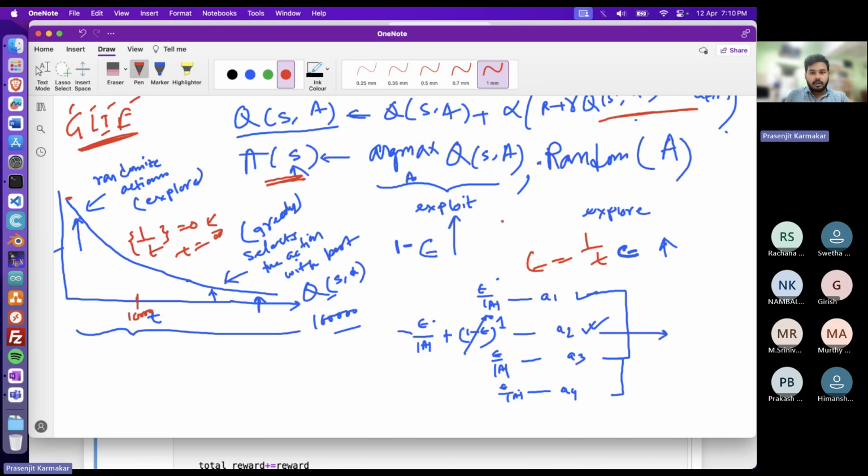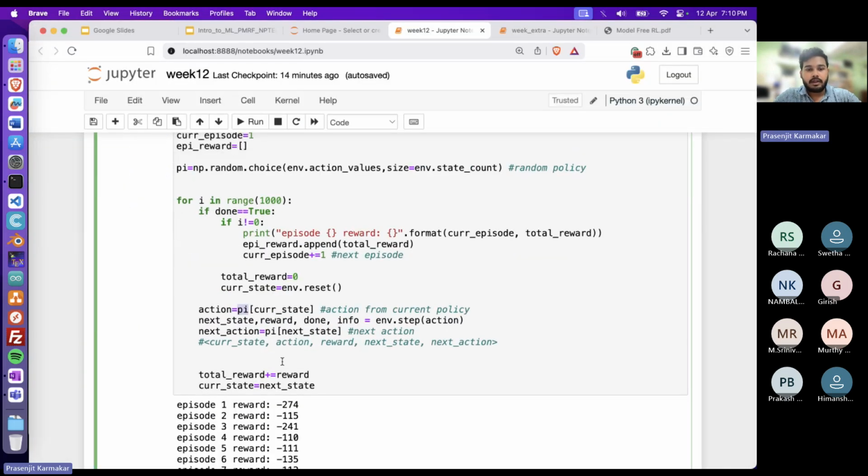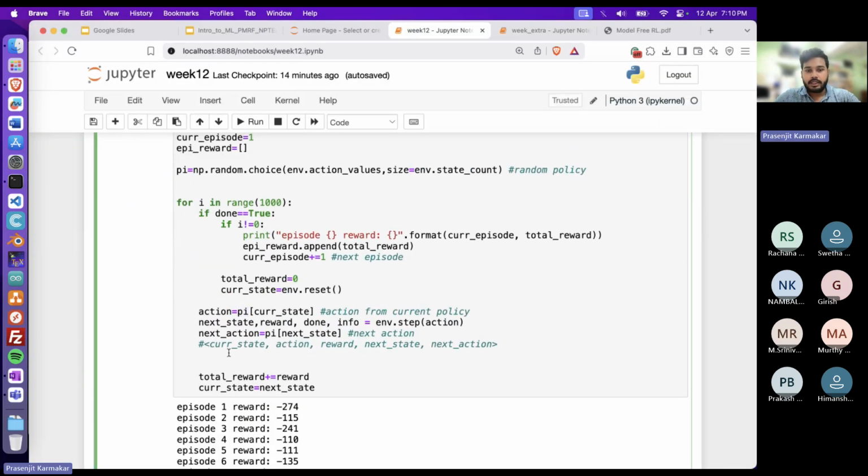Yeah, so this is called epsilon greedy. You get pi with an epsilon greedy policy over Q. Okay. Now here we have this entire thing.